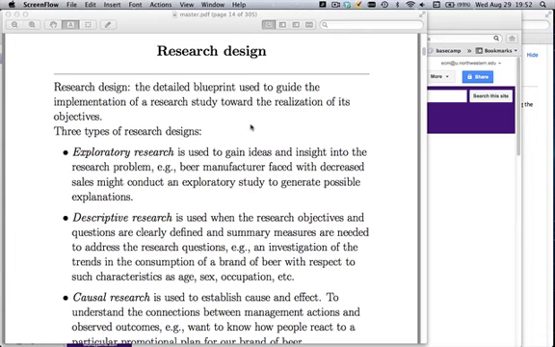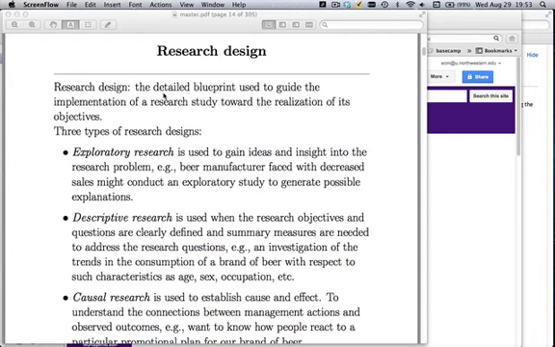So what is a research design? A research design is just the detailed blueprint that's going to guide how you're going to do your research. Just like a blueprint for a house tells you where all the walls are and how they relate to each other, the research design is going to specify all the structures that make up the study you're going to do to answer the questions that you have.